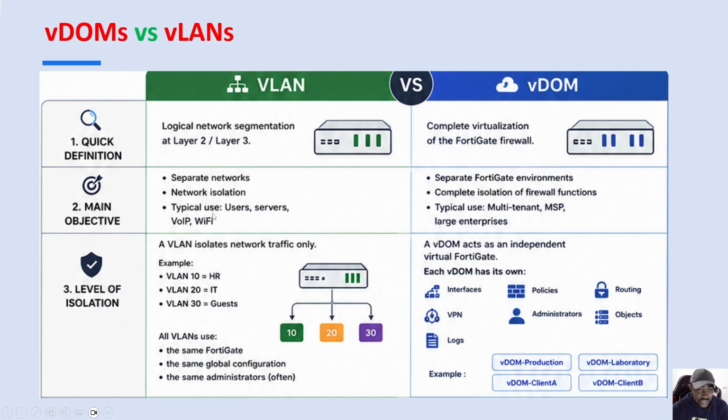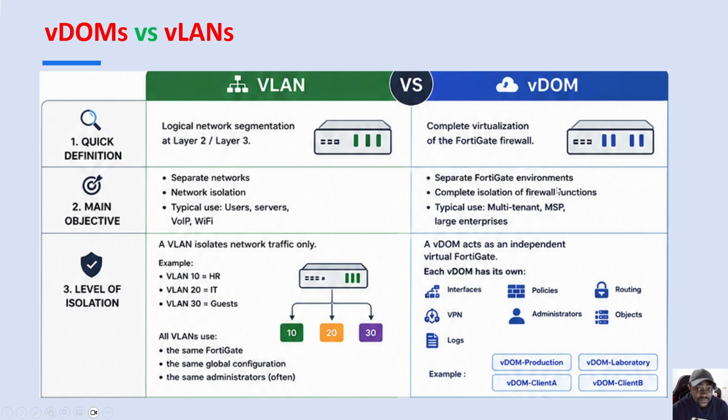Typical use cases for VLANs are, for example, if in your company you have users, servers, voice over IP, and Wi-Fi. You want to separate the traffic for each of these services. So you will probably create 4 VLANs, one for the users, one for the servers, one for voice over IP, and one for Wi-Fi. This is where VLANs will be needed.